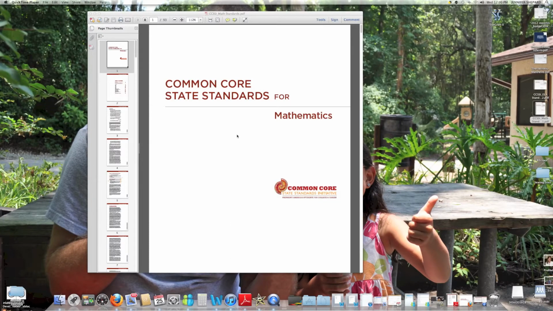Let's take a look at the Common Core State Standards for Mathematics. These standards are structured differently than the Next Generation Sunshine State Standards that we're used to. So let's take a look at how to navigate and make meaning from these standards.